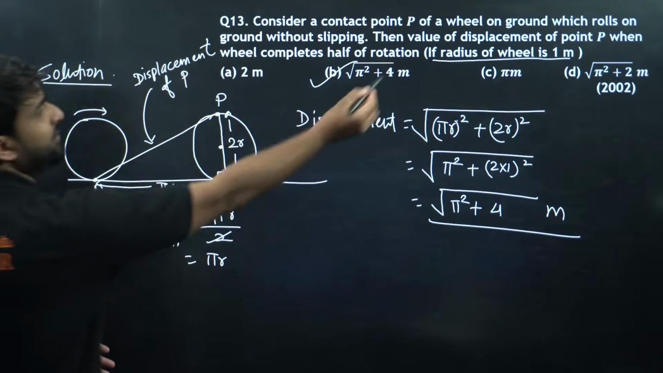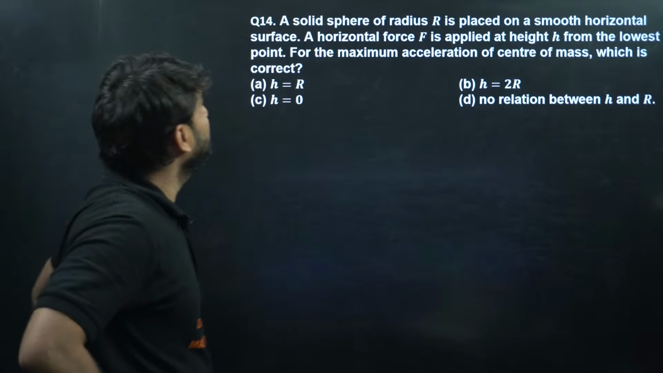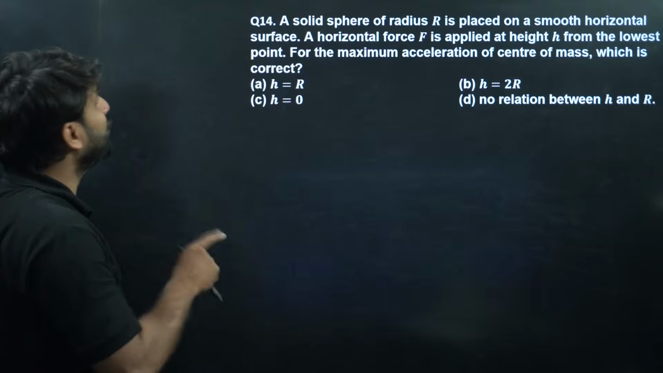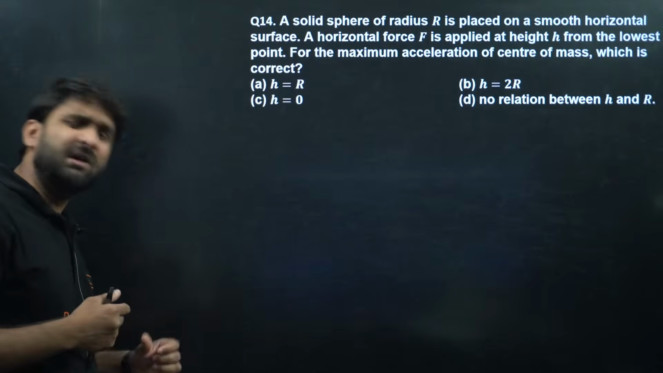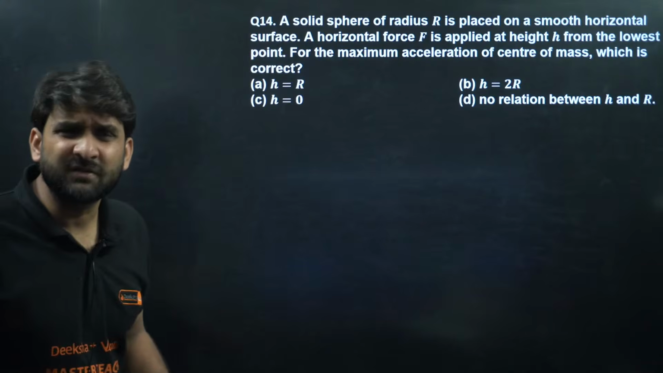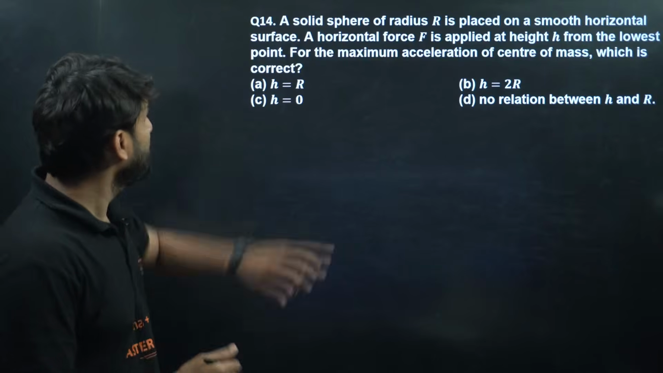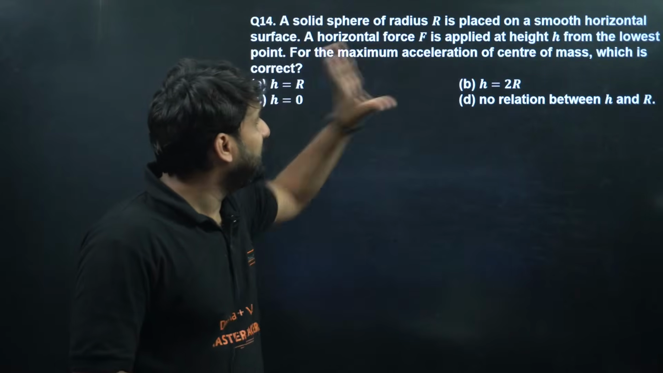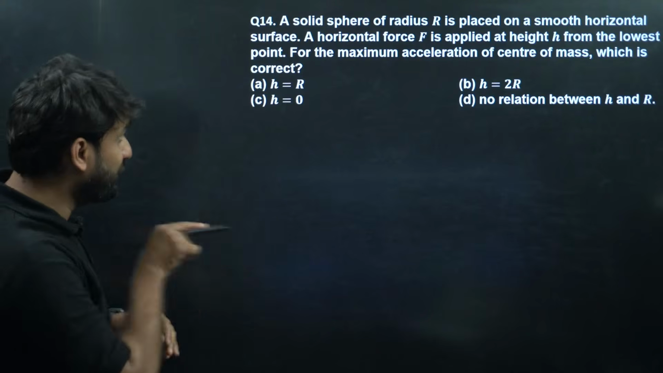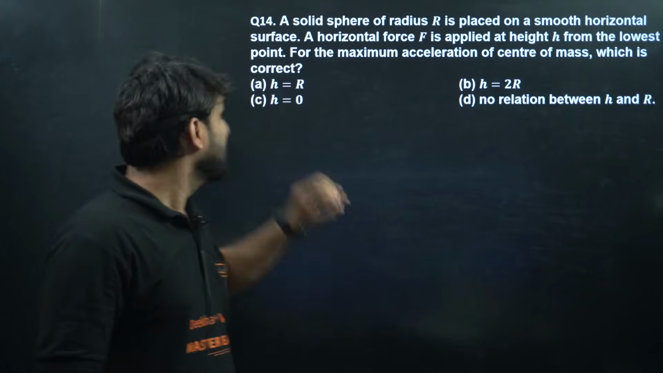Very important. This is from NEET 2002. Question number 2014. A solid sphere of radius r is placed on a smooth horizontal surface. Do you know what a smooth horizontal surface means? It means no friction is there. A horizontal force F is applied at height h from the lowest point. For the maximum acceleration of the center of mass, which is correct?